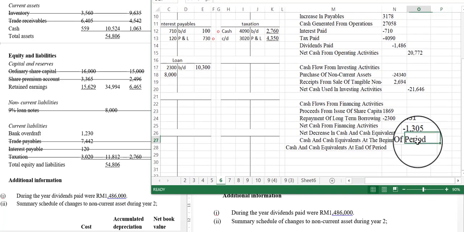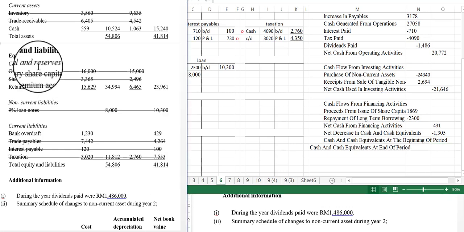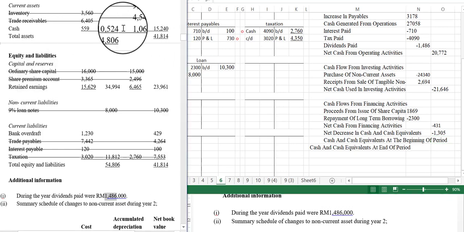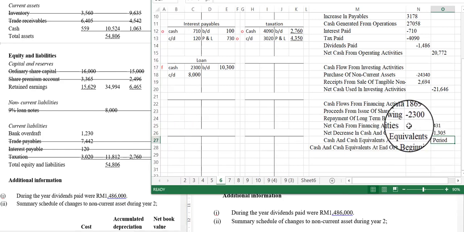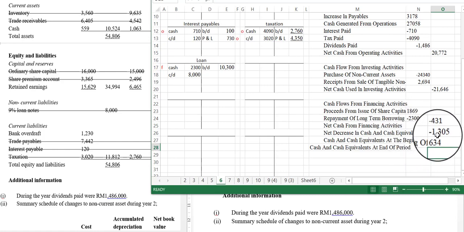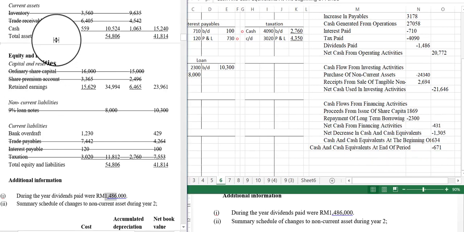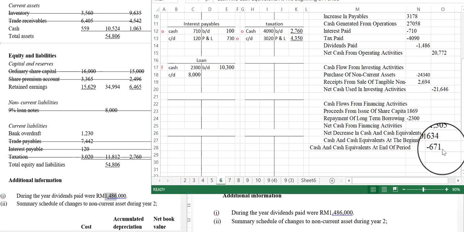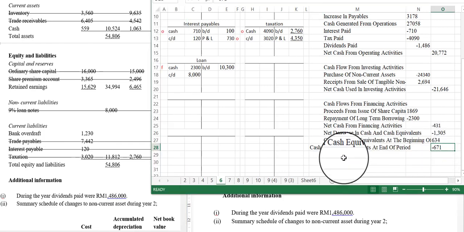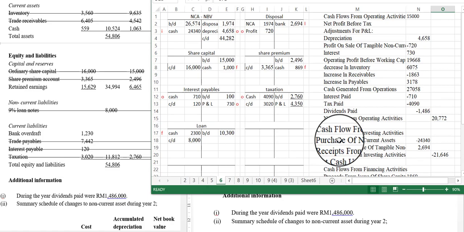And your opening cash, if you look at this question, you have 1063 minus your bank overdraft. So opening cash is 634. If 634 is compared with this one, you should have a negative 671. So if you check here, 559 bank overdraft, so 1230 minus 559, you should get 671. Okay, so this is for your question 6. That's all.